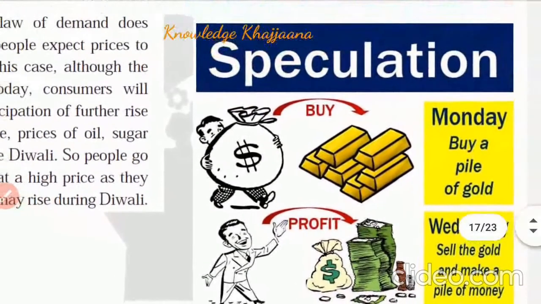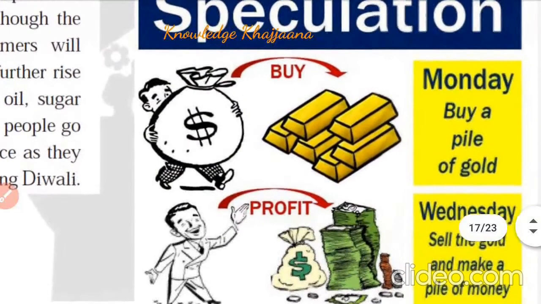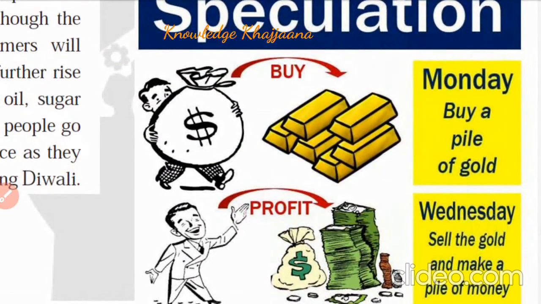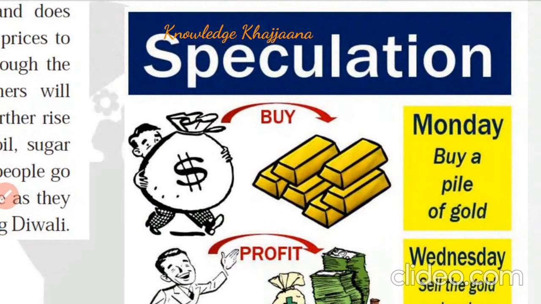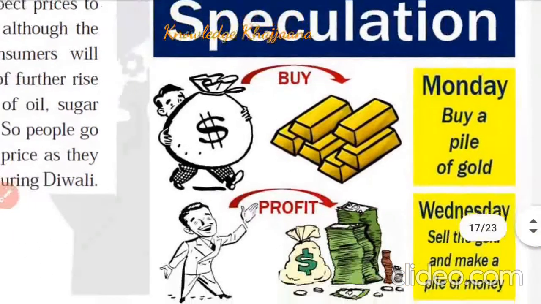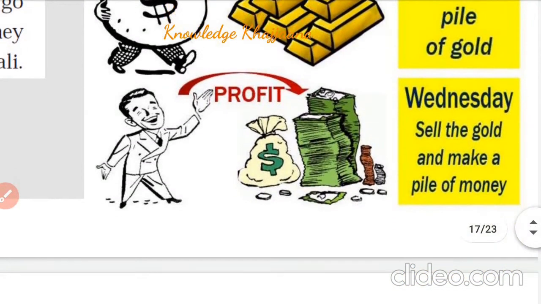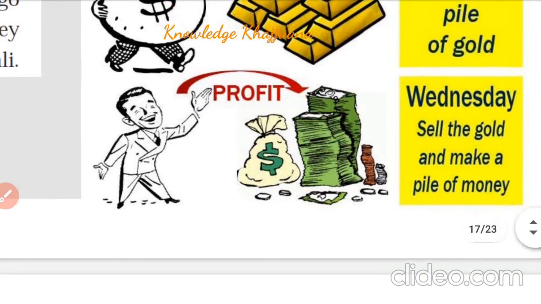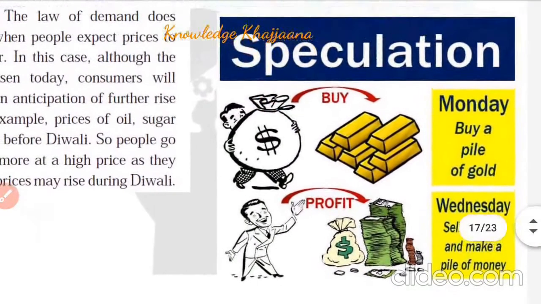See, which examples of speculation are given? On Monday, the person thinks that he will buy a pile of gold. Pile means a stock of gold. He thinks that on Monday he will buy a lot of stock of gold, and on Wednesday he will sell the gold and make a pile of money. It means he will make a profit by selling that gold. So why did he think so?